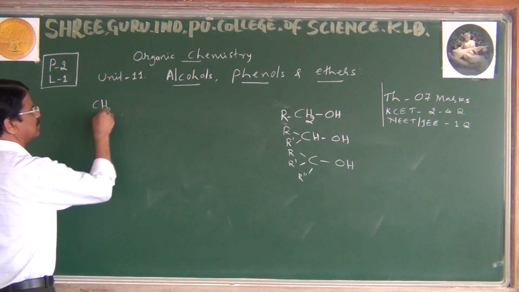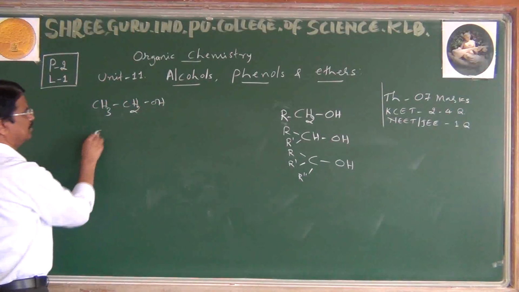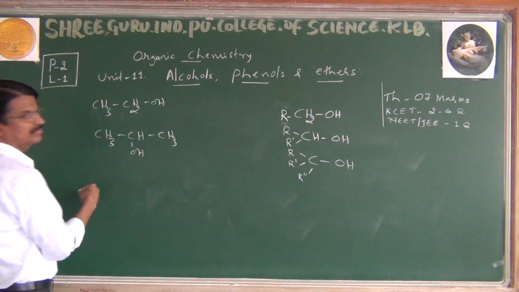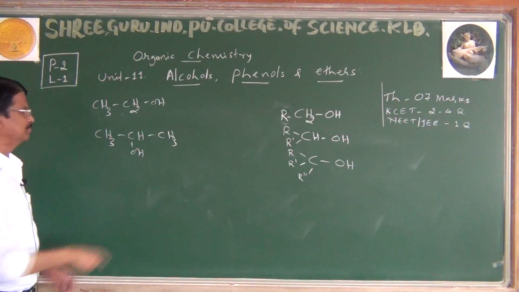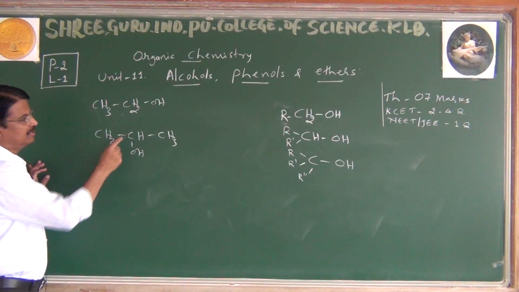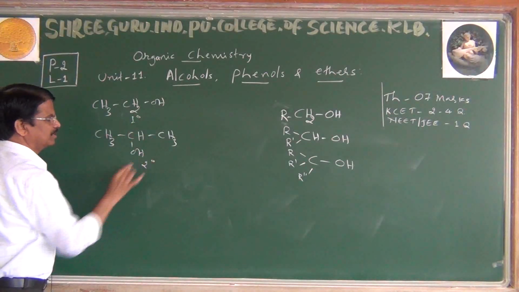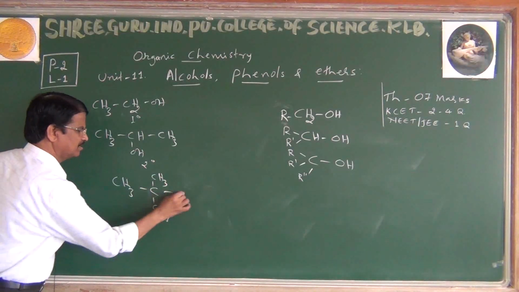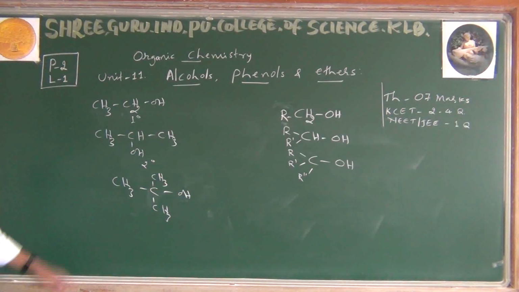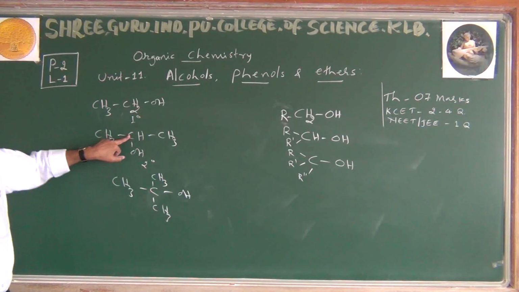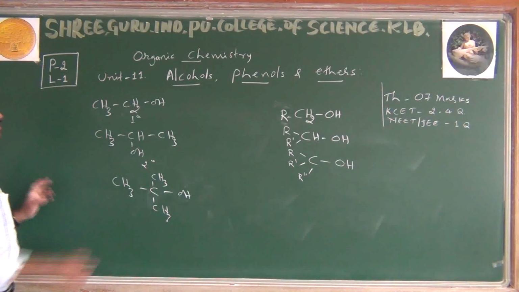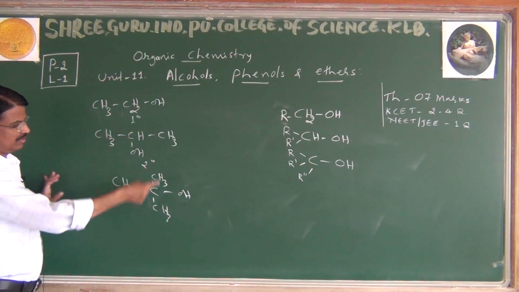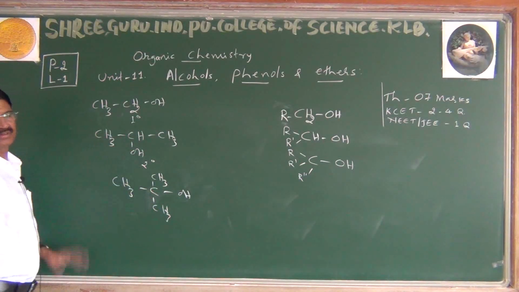Primary alcohol CH3CH2OH. Secondary alcohol CH3CHOHCH3. Or you can write CH3 here, OH here, but the group must be OHCH. That is the secondary alcohol. Primary alcohol, secondary alcohol. Tertiary alcohol (CH3)3COH. So importance is given to OHCH2 primary alcohol, OHCH secondary alcohol, OHC tertiary alcohol.